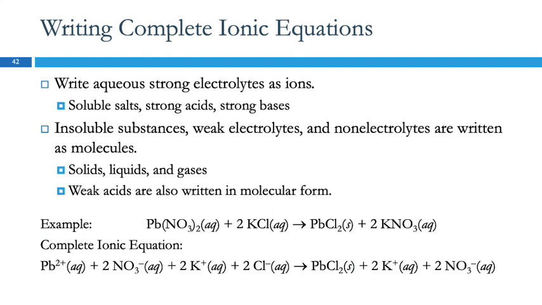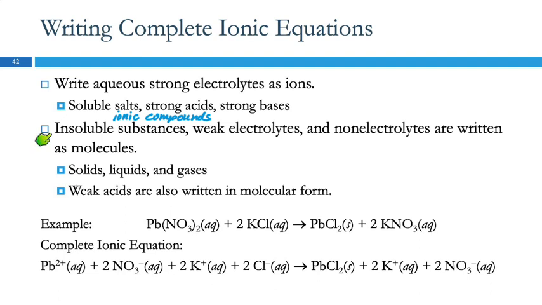So aqueous strong electrolytes will always be written as individual ions. And so these include soluble salts. And when a chemist says salt, they mean ionic compound. Soluble ionic compounds. Strong acids and strong bases. We'll talk about exactly what those are in a few minutes.